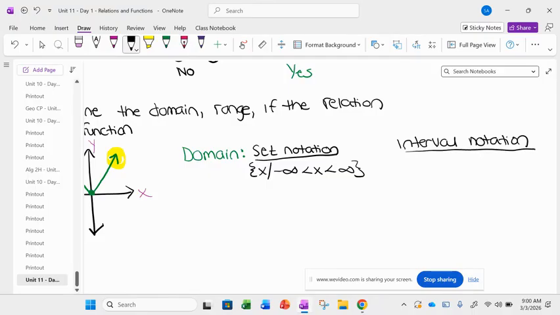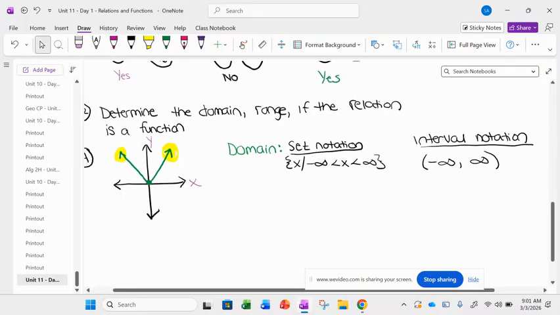Who remembers interval notation? Anybody remember? It's where you do the parentheses or the brackets. Who remembers when I use a parenthesis and when I use a bracket? It depends on whether that point is included in the solution or not. Can we ever reach negative infinity or positive infinity? No. So it's both parentheses. So this is negative infinity, comma, positive infinity, close our parenthesis. You do need to know both notations, set notation and interval notation, and we're going to keep practicing it.